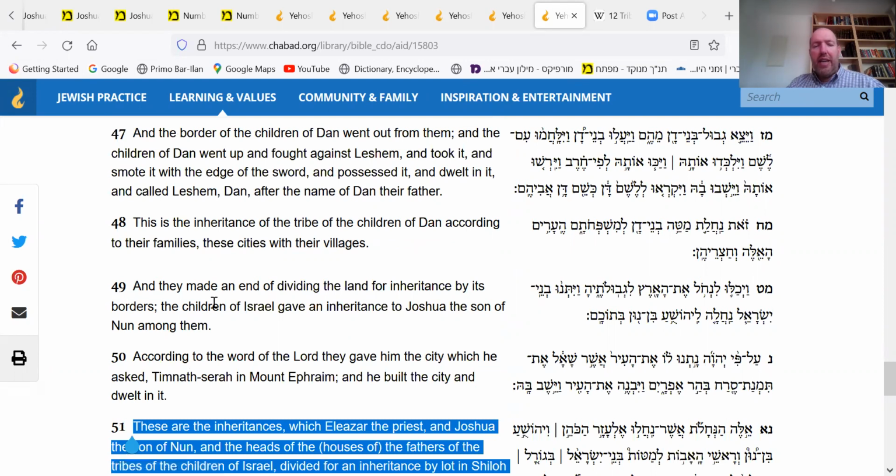Verse 49, and they made an end of dividing the land for inheritance by its borders. The children of Israel gave an inheritance to Joshua, the son of Nun, among them. According to the word of the Lord, they gave him the city which he asked, Timnat Serach, in Mount Ephraim, and he built the city and dwelt in it. Here it's called Timnat Serach. Other places it's called Timnat Cheres. It could be a flipping over, a metathesis, of the letters.